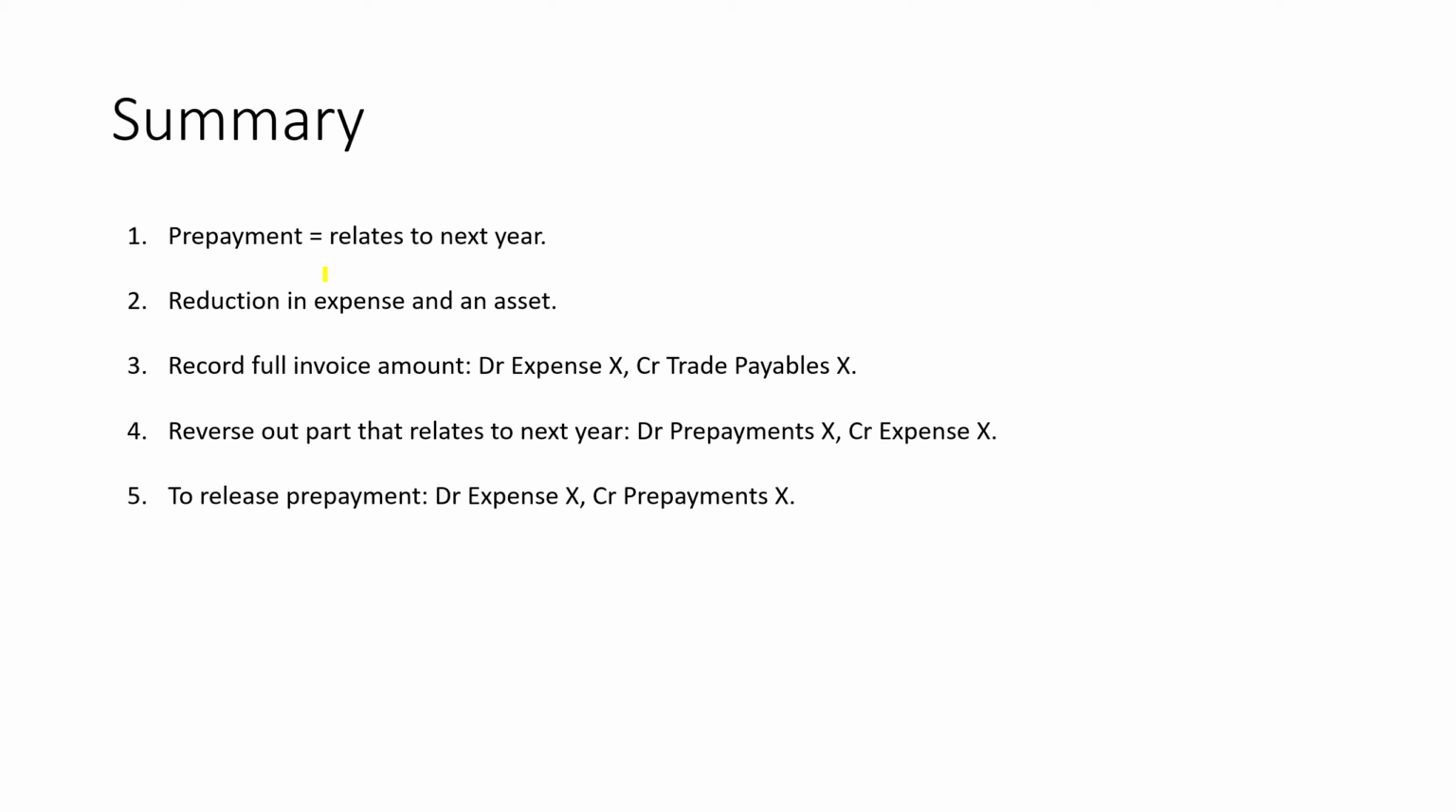So in summary, a prepayment relates to next year. It's a reduction in an expense and an asset. Firstly, you record the full invoice amount. We then reverse out the part that relates to next year. The part that relates to next year is called the prepayment. And then we release it in the next accounting period by doing debit expense and credit prepayments.